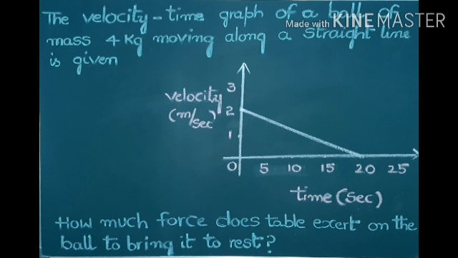The velocity time graph of a ball of mass 4 kg moving along a straight line is given. So from the graph, what is being asked? How much force does the table exert on the ball to bring it to rest? So here the given terms: mass is 4 kg and the ball's velocity gradually decreases. From the graph, initial velocity 2 meter by second, final velocity becomes 0, and time is 20 seconds.